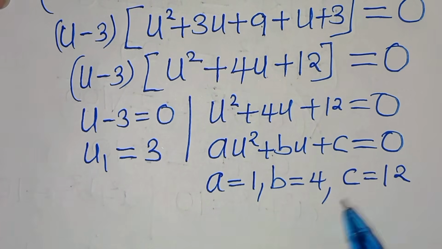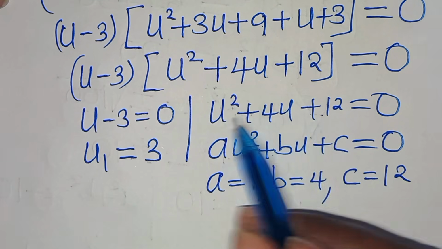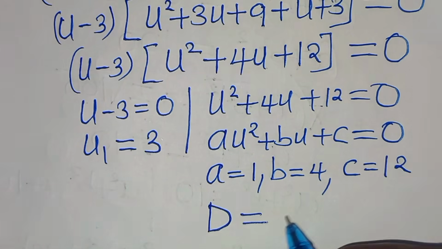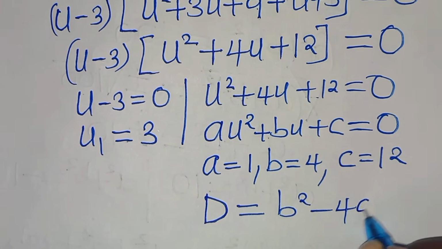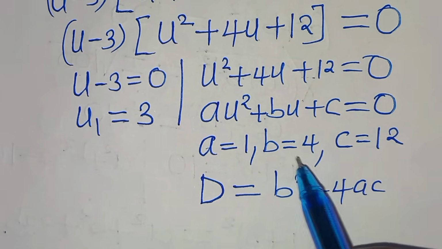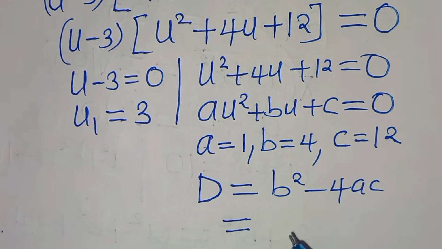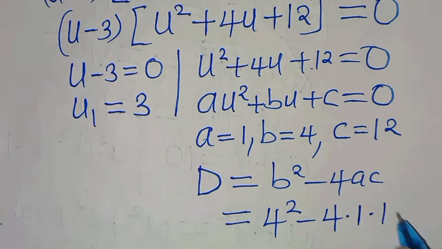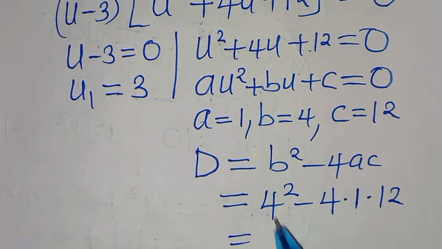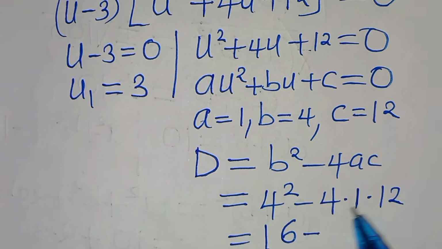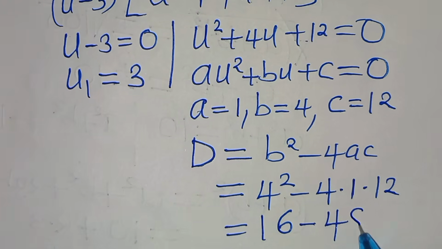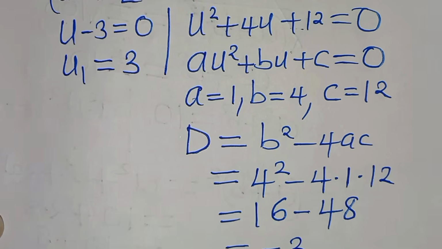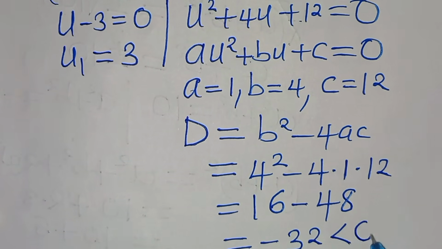So the next step here is to determine the nature of the root of this quadratic equation. And to do that, we determine the discriminant value, which is b² - 4ac. Let's substitute the values of a, b, and c, so that now we have 4 to the power of 2, subtract 4 times a, which is 1, then times c, which is 12. So here we have 4 squared, this is 16, minus 4 times 12, this is 48. So we have 16 minus 48, this is -32, and this is less than 0.